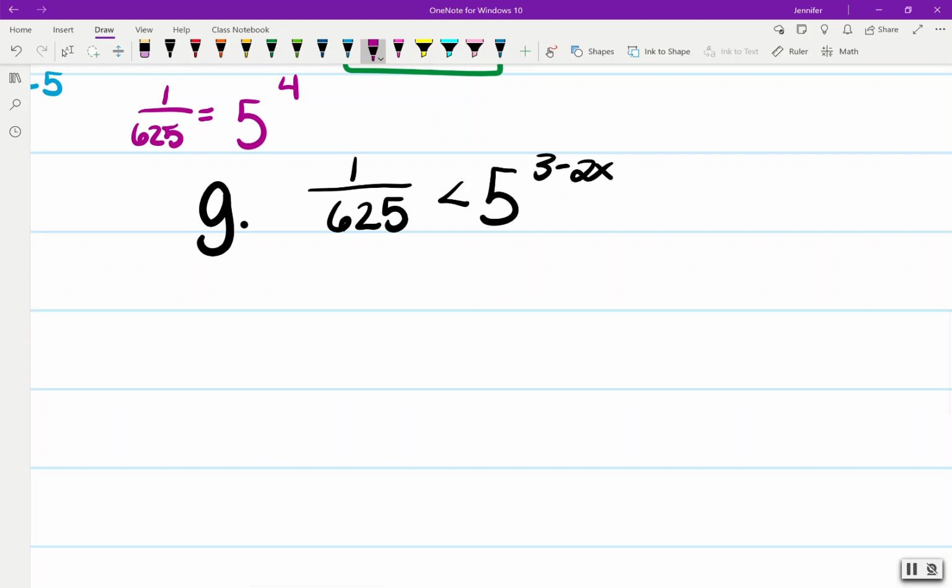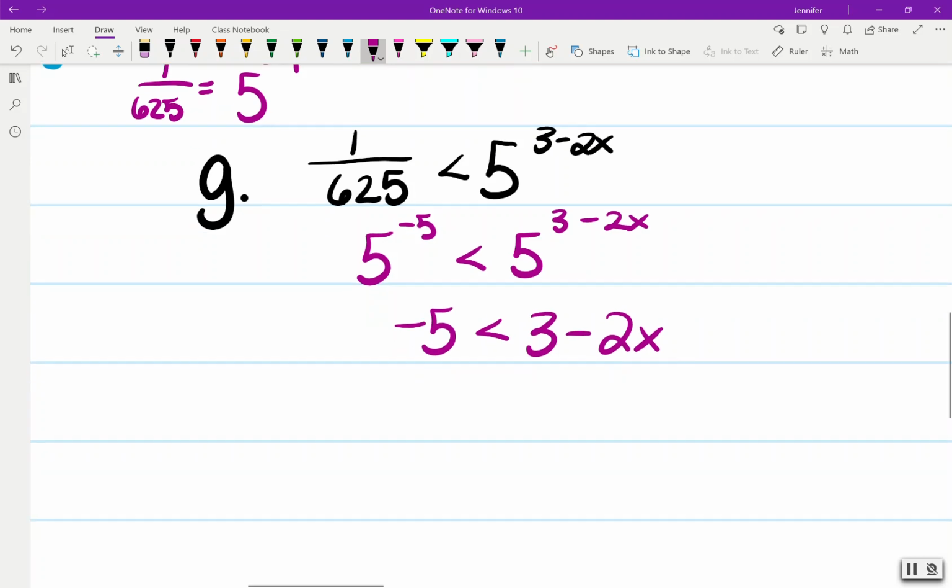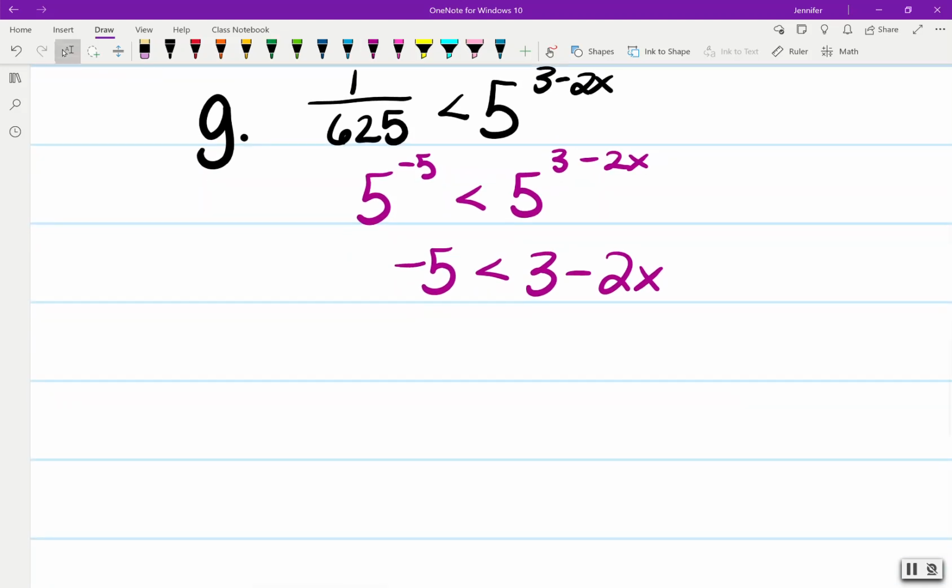And what kind of exponent makes it flip into a fraction? A negative. So this is going to be 5 to the negative 4th. So when I plug that in, 5 to the negative 4th is less than 5 to the 3 minus 2x. Now my bases are the same. So I'm just going to drop down the exponents, and it should be easy solving from there.